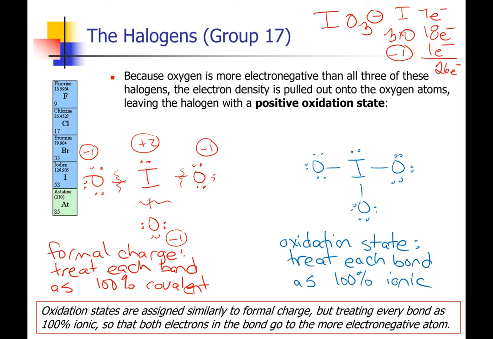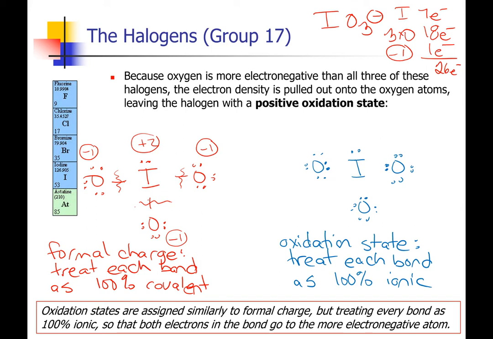So what I'm going to do here then is, oxygen is more electronegative than iodine. So oxygen gets both electrons from the oxygen-iodine bond. And the same thing happens over here, and the same thing happens down here. And so I can now calculate my oxidation states for the iodate by looking at how many electrons each atom has in this picture compared to how many they would have in a neutral atom.